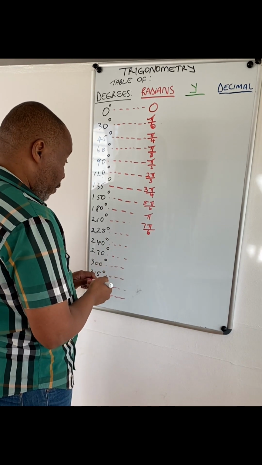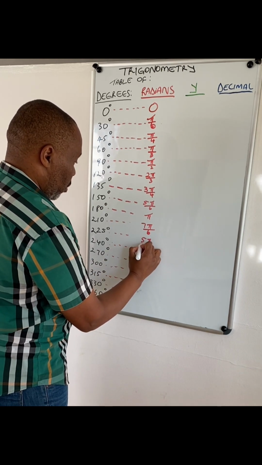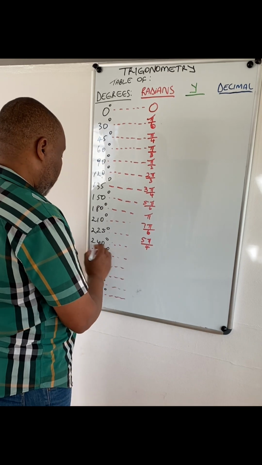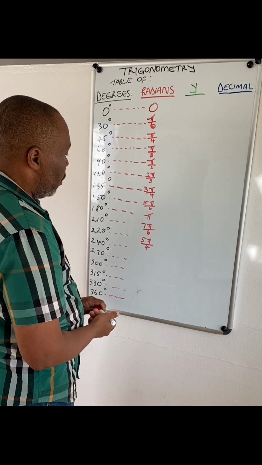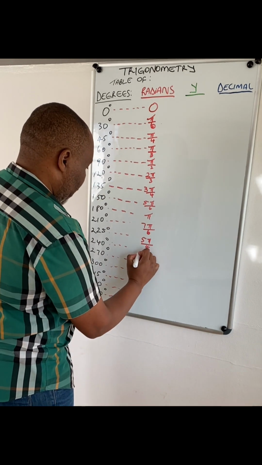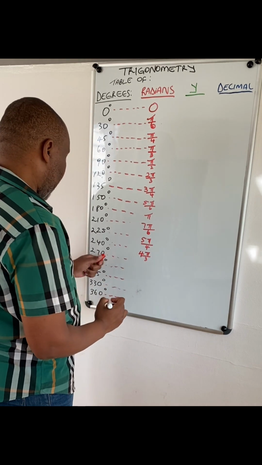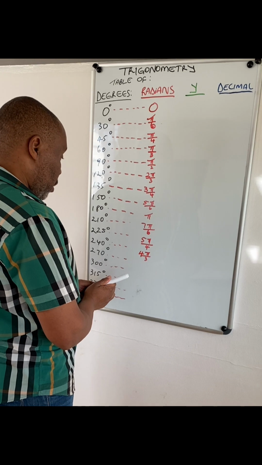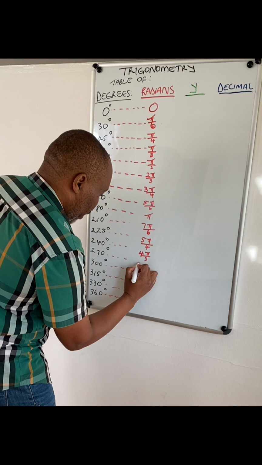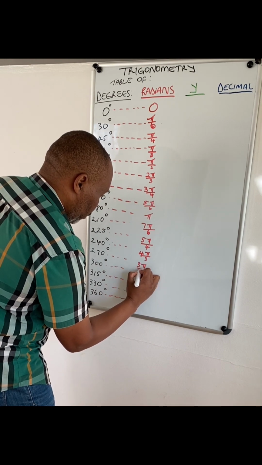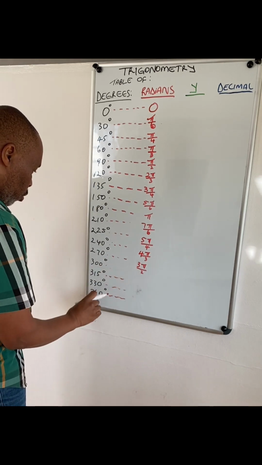At 210, 7 pi over 6. At 225 we had 5 pi over 4. At 240 we had 4 pi over 3. At 270, what did we have? We had 3 pi over 2.